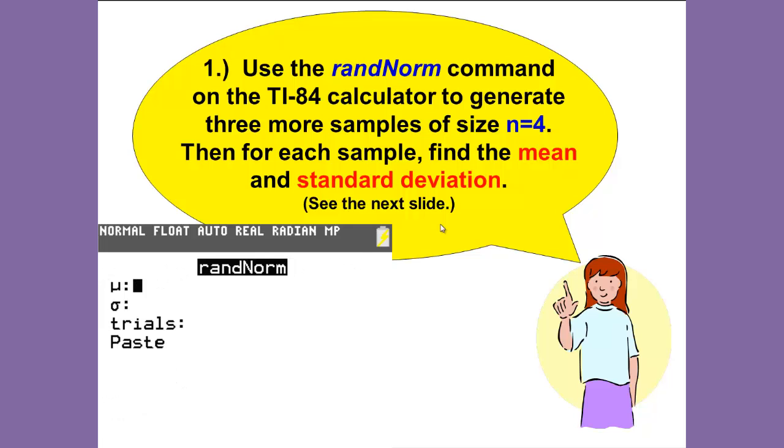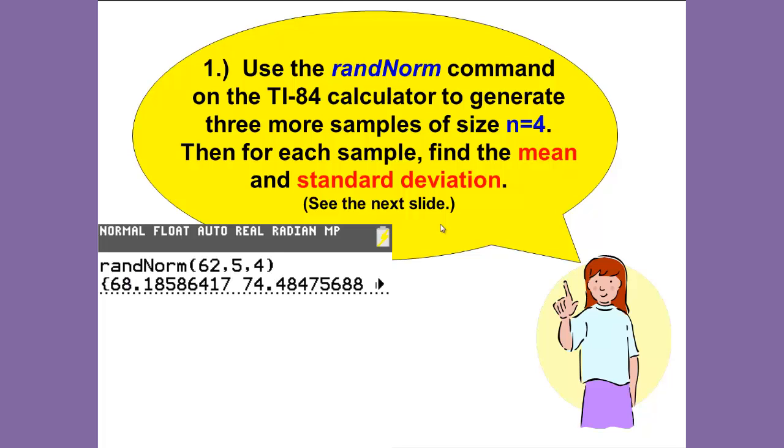On the newer models of the calculators, you will find an intermediate menu where you will fill in the mu or the mean, the sigma or the standard deviation, and the number of trials or the sample size. For us, that will be 62 for the mu, 5 for the sigma, the standard deviation, and 4 for the number of trials or our sample size. In older models, the random norm command comes up on your home screen, and you will type in 62 for the mean, then a comma, the standard deviation of 5, a comma, and then the number of trials, which is 4, and then close the parentheses. In either case, once you've done that, you will press enter, and that should generate your samples.